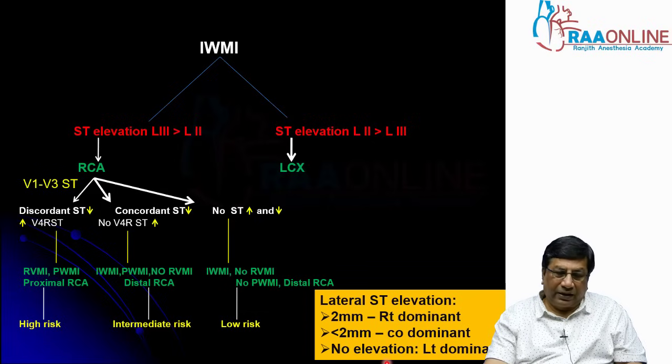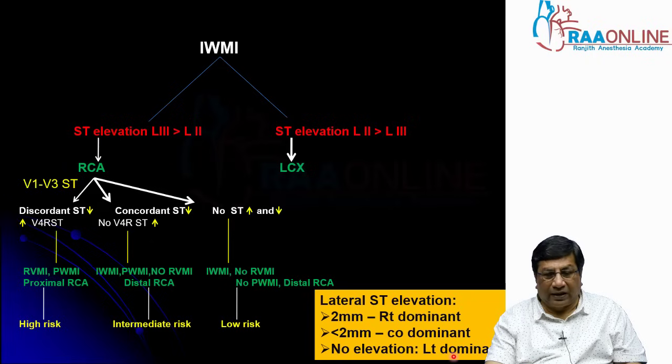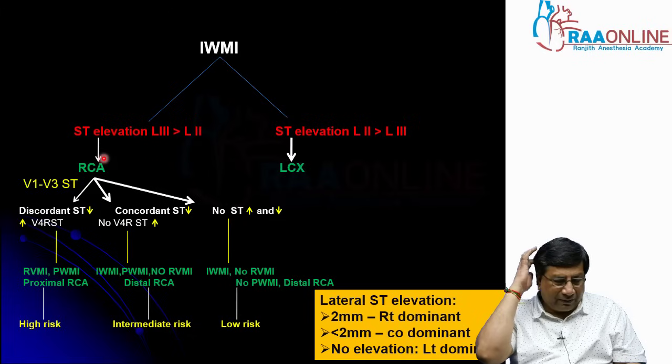If the lateral elevation is more than 2 mm, it is right coronary dominant. If it is elevated but less than 2 mm, it is codominant. If there is no ST elevation at all in the lateral leads, it is left circumflex or left dominant circulation. So here we have ruled, you are diagnosed whether the inferior wall infarction is right coronary or circumflex.